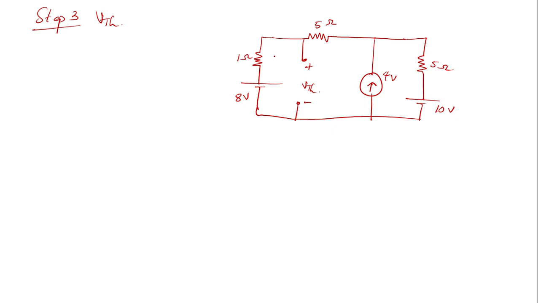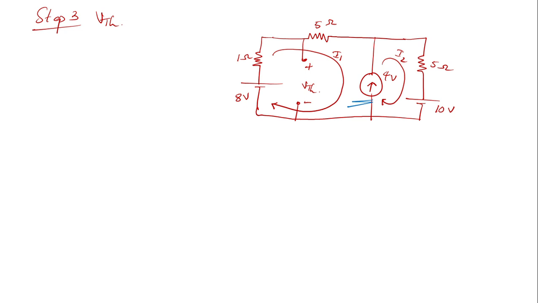So this is my first mesh, that's my mesh 1, and you can see here this is my mesh 2. Now when I'm starting to write my mesh equations, I can see that there is a current source in between. I'll just mark it. You can see that there is a current source in between the two meshes. If a current source is present only in one mesh, then the value of the mesh current will be equal to the current source value.